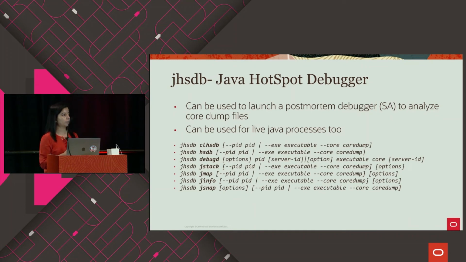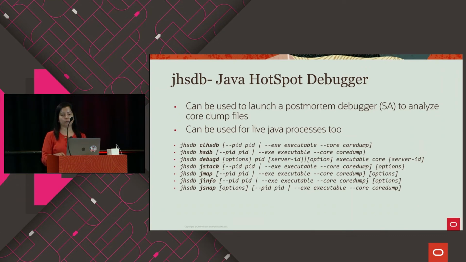JMap, so all the capabilities which the individual JMap tool had, you can do the same with JHSDB JMap for core files and remote applications, and similarly for JInfo and JSnap. JSnap is the tool which can print performance counters of a live running Java application.